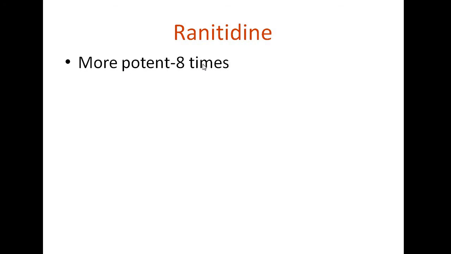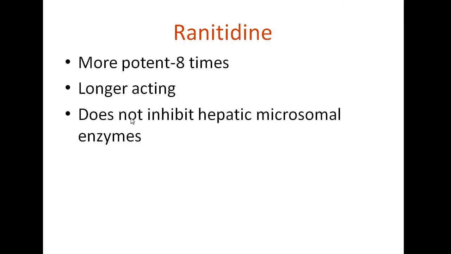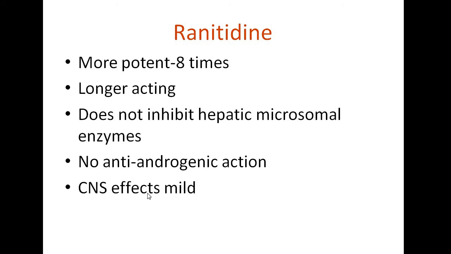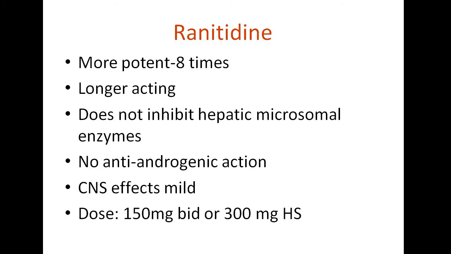It is 8 times more potent than cimetidine. Ranitidine is longer acting, does not inhibit hepatic microsomal enzymes, and has no anti-androgenic action. CNS effects like hallucination, delirium, and confusion are mild when compared to cimetidine. And the usual dose of ranitidine is 300 milligrams once daily at bedtime or 150 milligrams twice a day. The usual dose is for 2 months. Also given intravenous or intramuscular 50 milligrams.